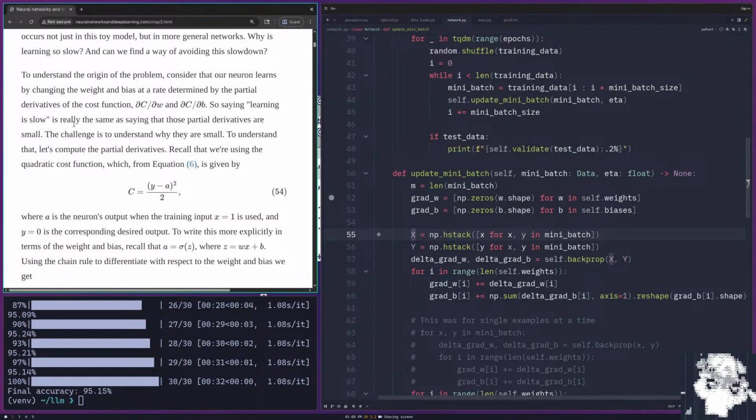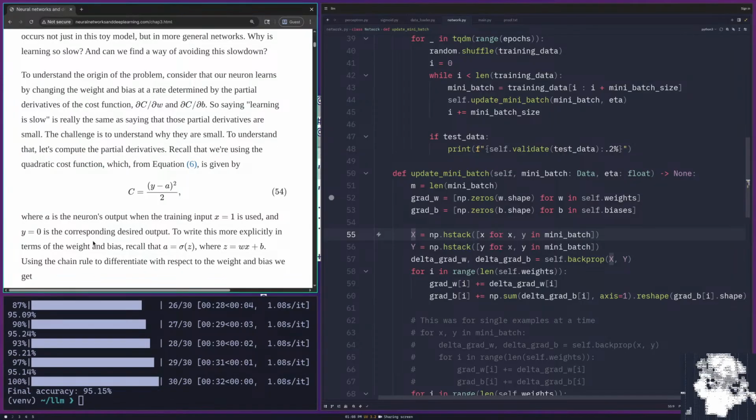To understand that, let's compute the partial derivatives. Recall that we're using the quadratic cost function, which from equation 6 is given by C equals (y minus a) squared over 2, where a is the neuron's output, where the training input x equals 1 is used, and y equals 0 is the corresponding desired output. To write this more explicitly in terms of the weight and bias, recall that a equals sigmoid of z, where z equals wx plus b.